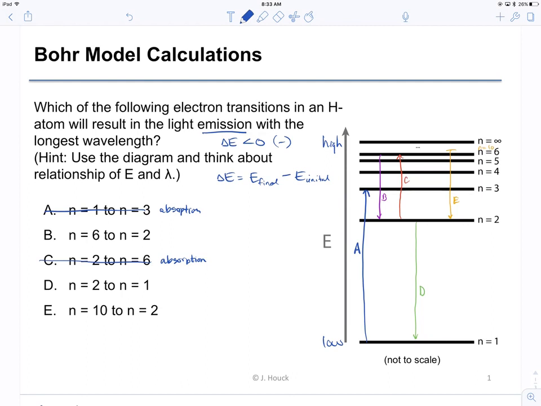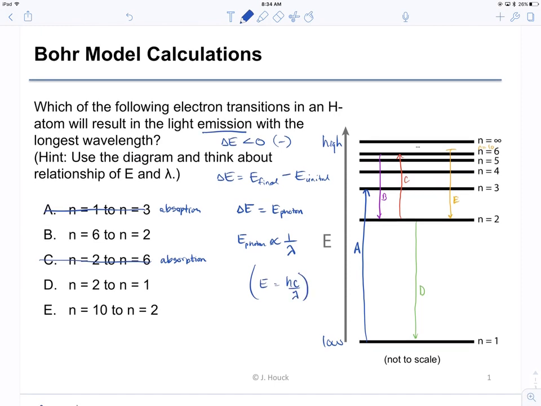And we need to understand here that the difference in energy for these levels is equal to the energy of a photon emitted. And so the relationship between energy of a photon and wavelength is inversely proportional. Recall, the energy of a photon is equal to hc over lambda. And so we see that inverse relationship between wavelength and energy. So if we're talking about a long wavelength, that would correspond to a small energy, or in this case, a small change in energy. So we want the transition that's going to result in the smallest change.